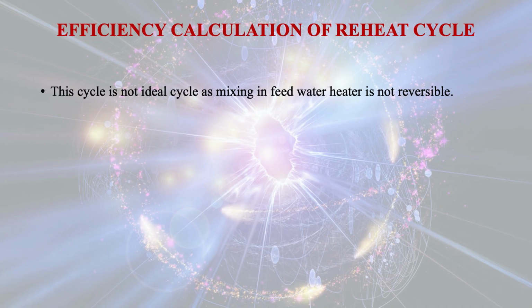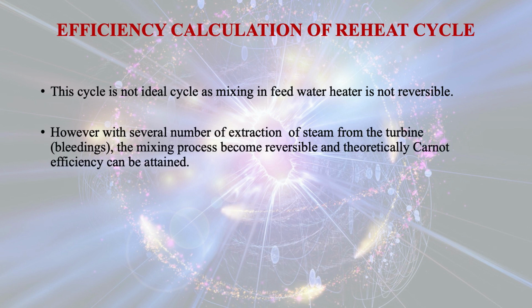This cycle is not an ideal cycle, as mixing in the feed water heater is not reversible. However, with several extractions of steam from the turbine, that is bleeding, the mixing process becomes reversible and theoretically Carnot efficiency can be attained.